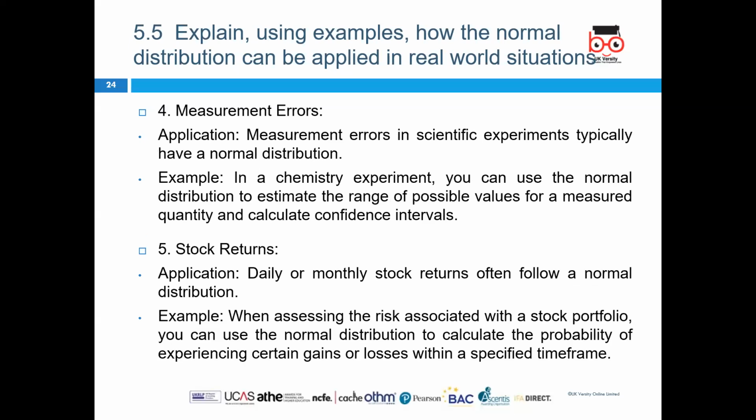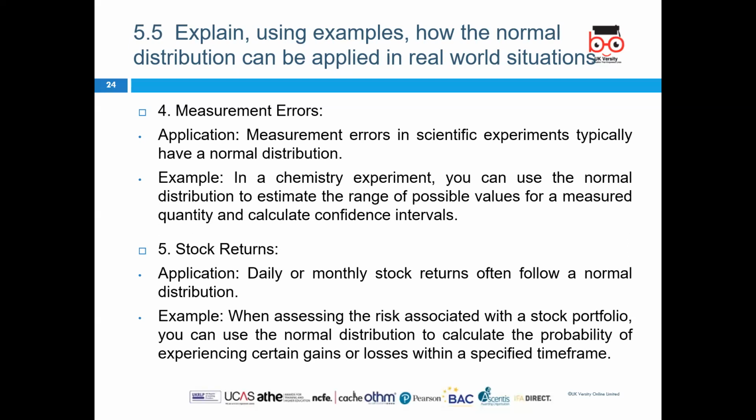Then next you have the measurement errors. Measurement errors in scientific experiments also have a normal distribution. For example, in a chemistry experiment, you can use the normal distribution to estimate the range of possible values for a measured quantity and calculate confidence intervals. So this is an application in the measurement errors.